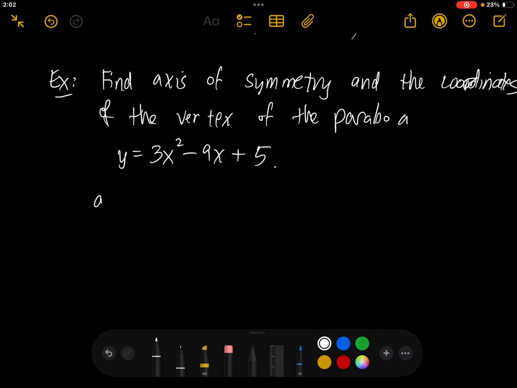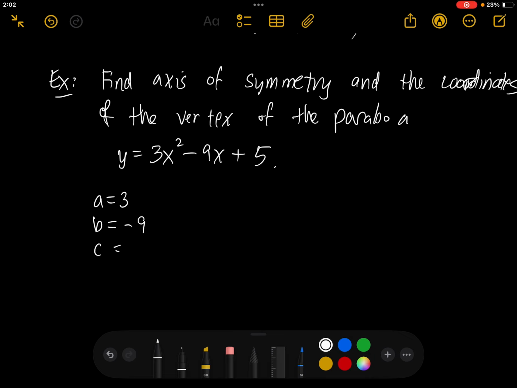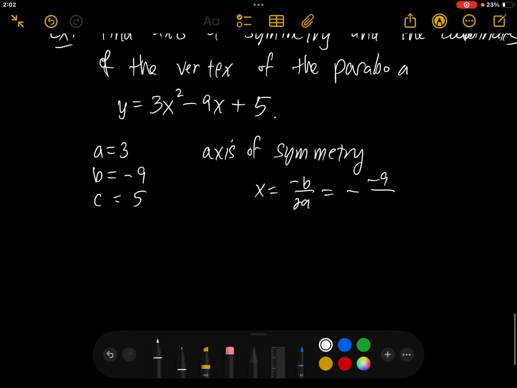Well, our a is 3, our b is -9, and our c is 5. So for the axis of symmetry, we use the formula x equals negative b over 2a. So that's 9 over 2 times 3, which is 9 over 6, so that's 3 over 2. So the equation of the axis of symmetry is x equals 3 over 2.